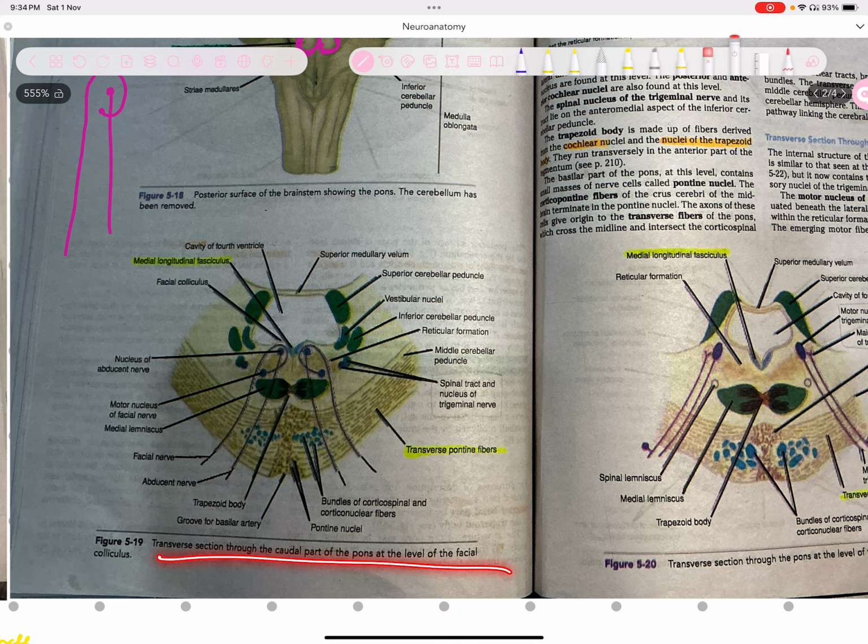So first of all, this is a transverse section through the caudal part of the pons at the level of the facial colliculus. Okay, now let me just give you a picture first.